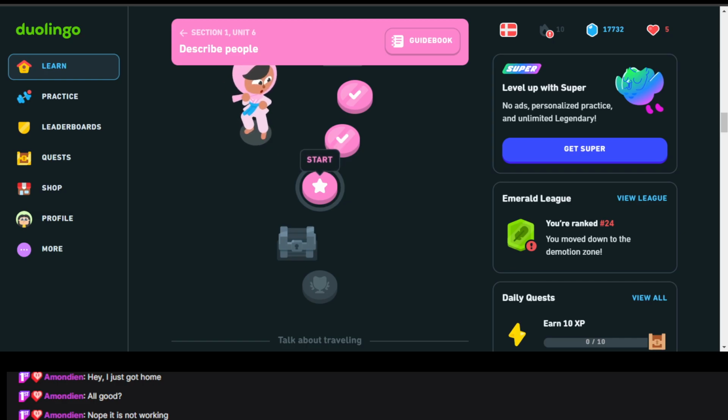Look at us all with our hearts from the Valentine's Day event. So cute.